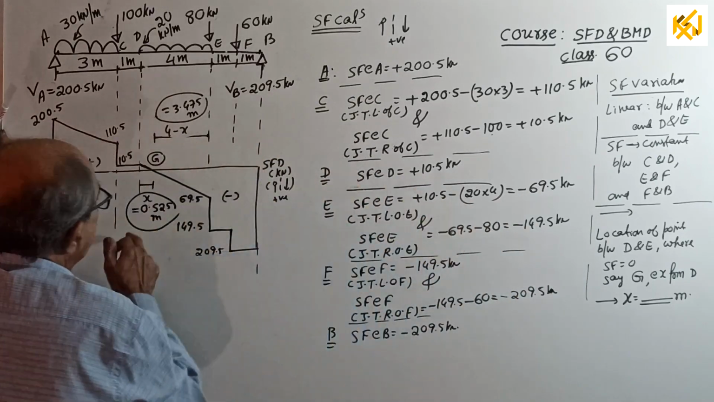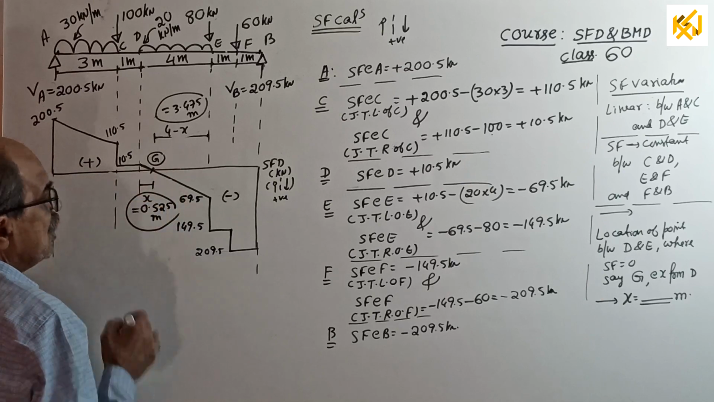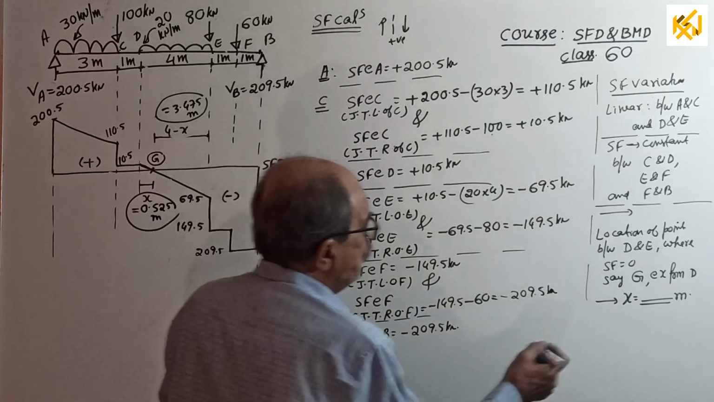Okay, then draw the diagram. Okay, now come and draw the diagram. Observe the diagram. Yes, shearing force diagram crosses baseline at an unknown point G. Get the value of X. You have to get the value of X.